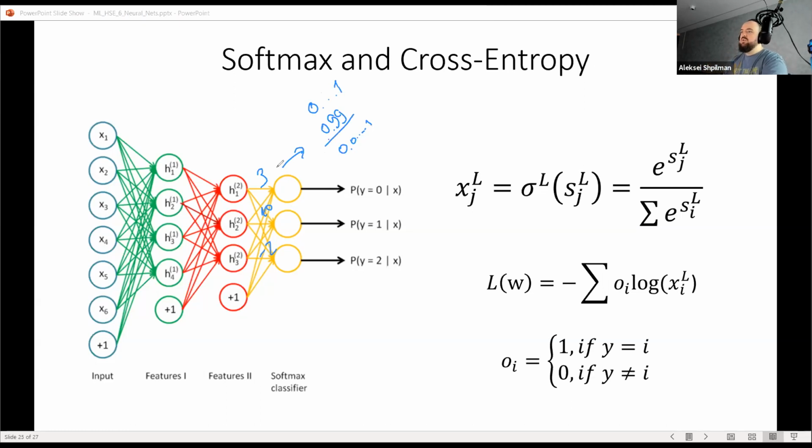If it's close, so if you have 10, 10, and 0, this would be 0.49, 0.49, and this would be 0.0. So there is always a probability of it being the class, but it can be very, very low.